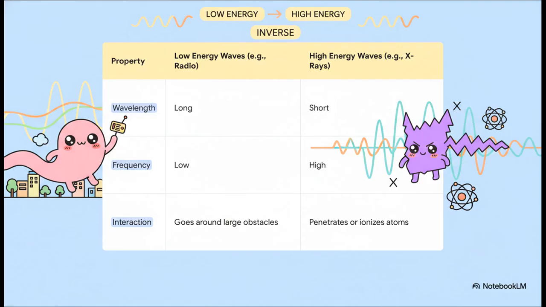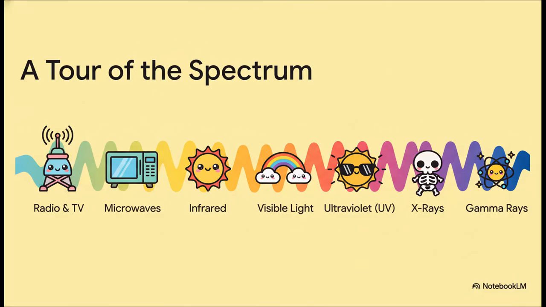So, check out this slide. It shows this really simple inverse relationship that governs the whole thing. Low energy waves, like radio waves, have really long wavelengths and low frequencies. But high energy waves, like X-rays, have super short wavelengths and high frequencies. Think of it like a seesaw. When one goes up, the other goes down. And this single difference in wavelength, well, that's what solves our microwave puzzle and dictates how every type of wave interacts with the world.